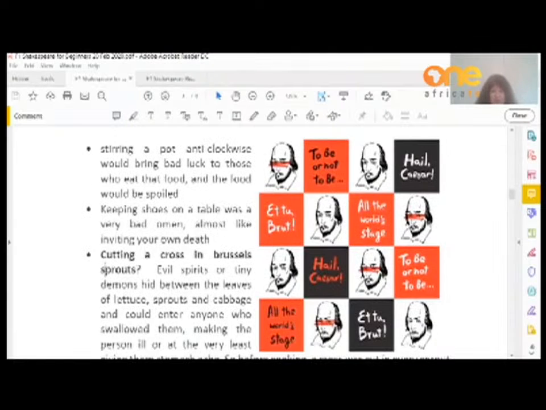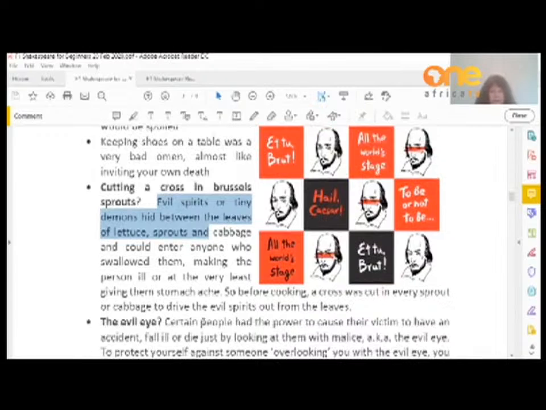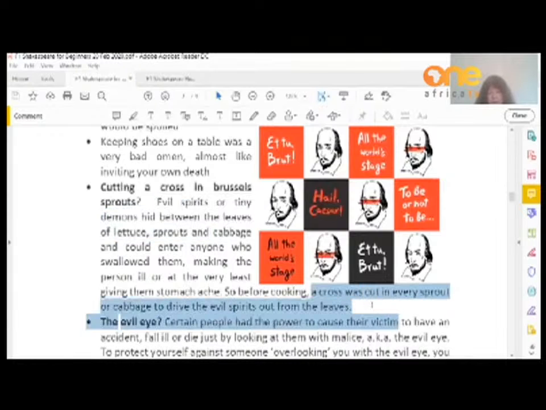To this day, you'll see most chefs cut a cross in Brussels sprouts. Maybe you've only had them for your Christmas lunch or something, but people believed then that evil spirits or tiny demons hid between the leaves of lettuce, sprouts, or cabbage. And if you ate them, you would be swallowing them, okay? And you could get ill, very ill. So a cross was cut at the bottom of every sprout or cabbage to drive the evil spirits from their leaves.